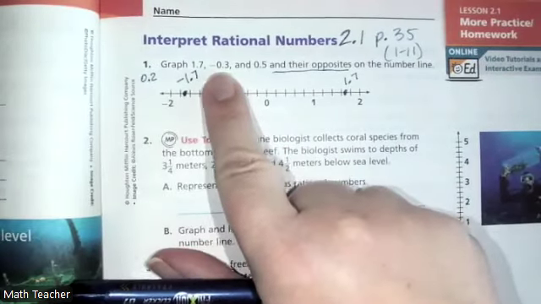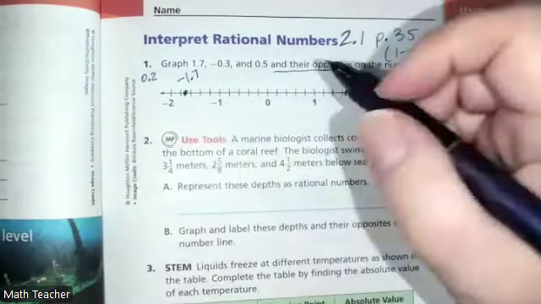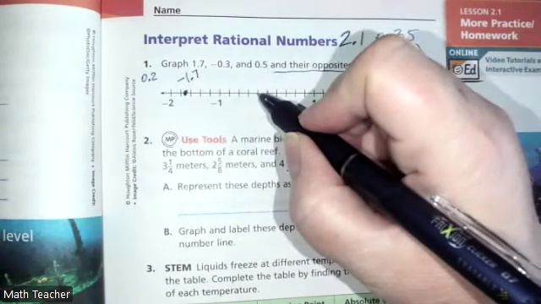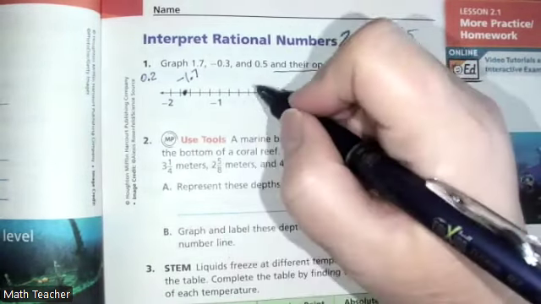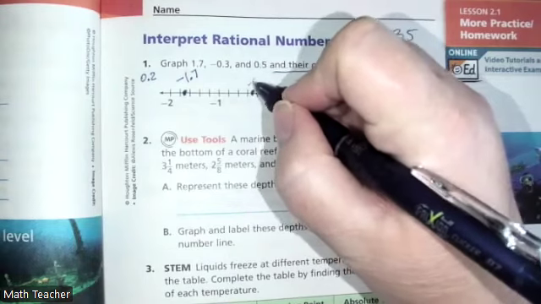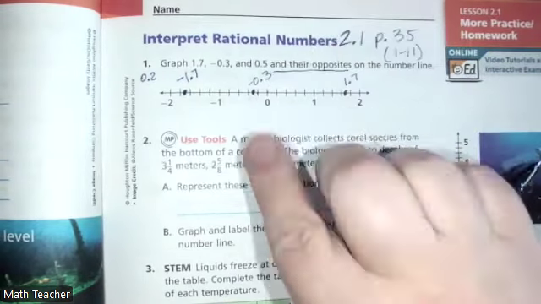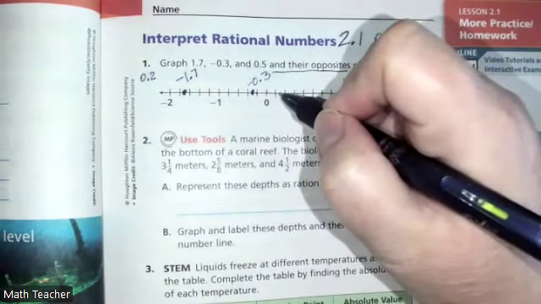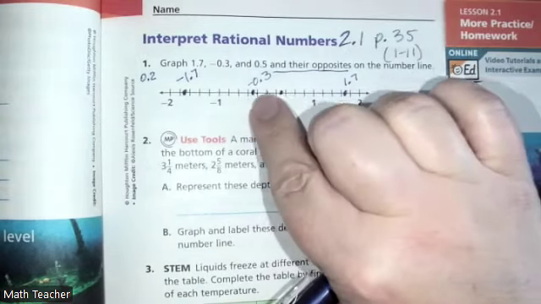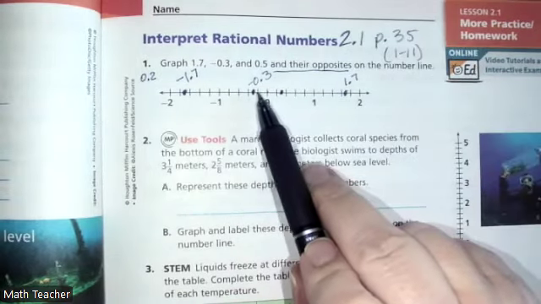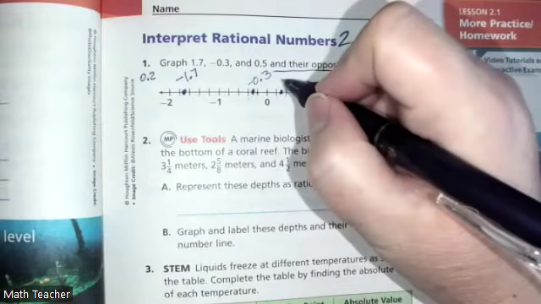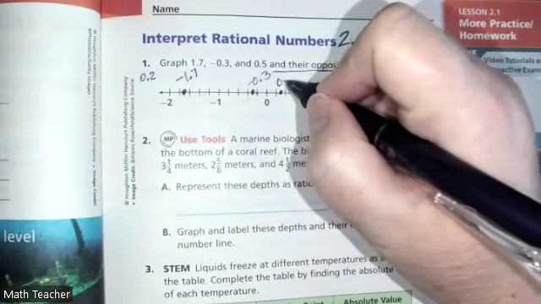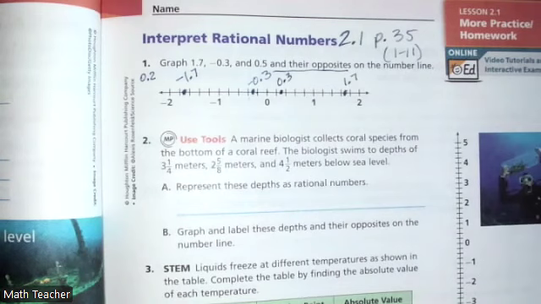Then we need to graph -3/10. So here's 0, -2/10 will be here, -4/10 will be here, so -3/10 would be right in the middle. And the opposite of that would be +3/10. So again, this is 1.5 units left of 0 for -3/10. So +3/10 would be 1.5 tick marks to the right of 0.